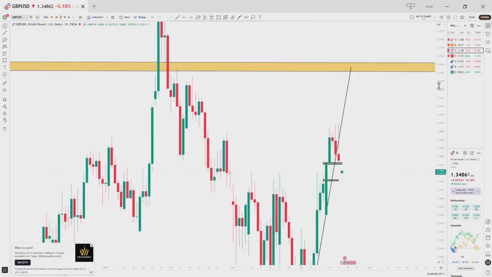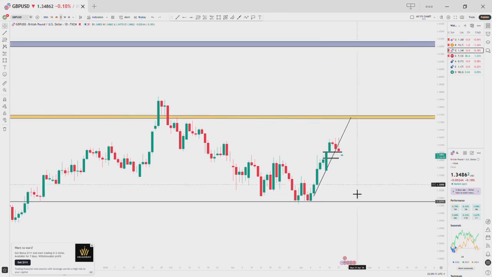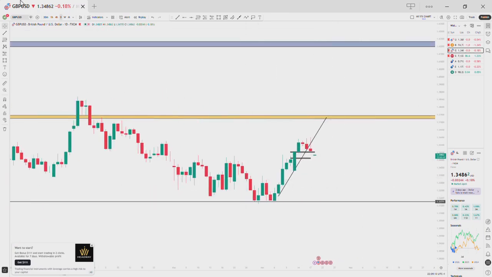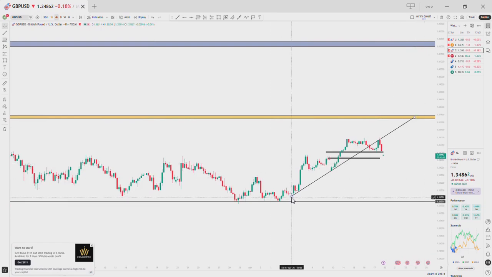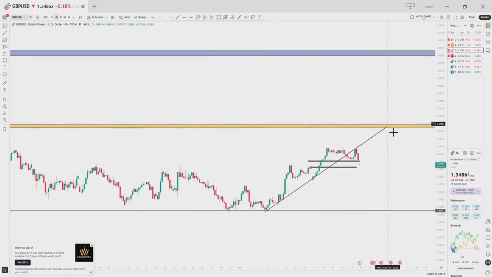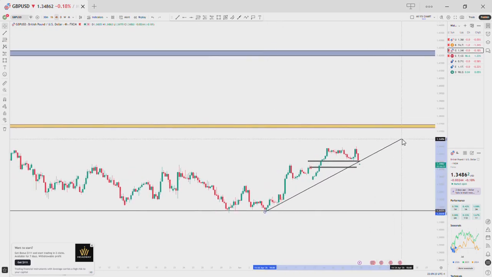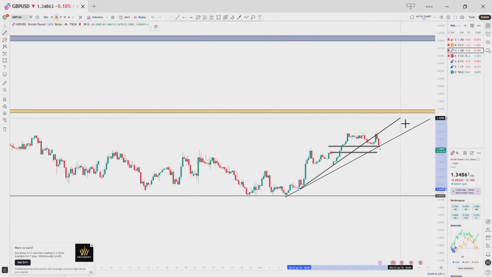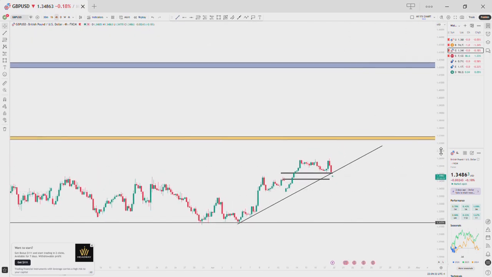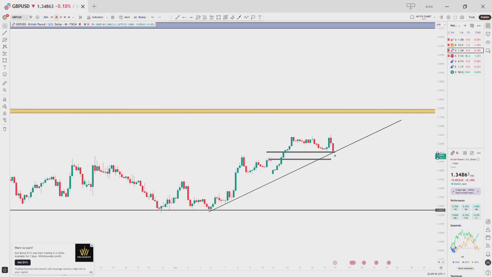Very simple. Let's go to our daily time frame and see what is going on on GBP USD. GBP USD looks to have broken this trend line. Definitely it has broken this trend line. So the inner trend line is broken. It broke the inner trend line, not the outer trend line. So it's actually trading outside the inner trend line.